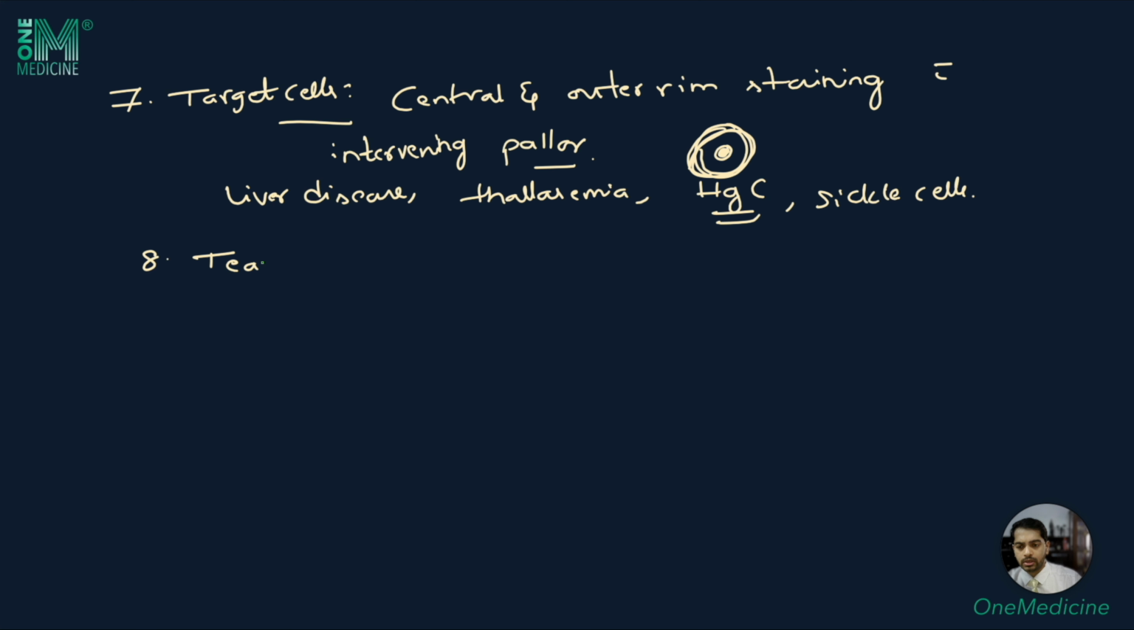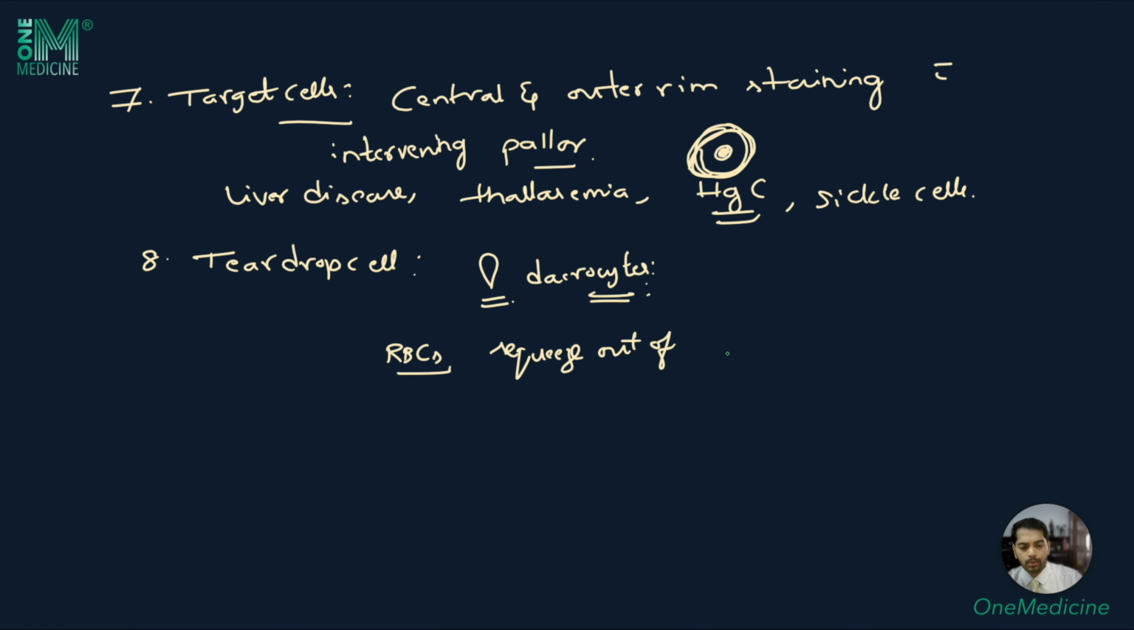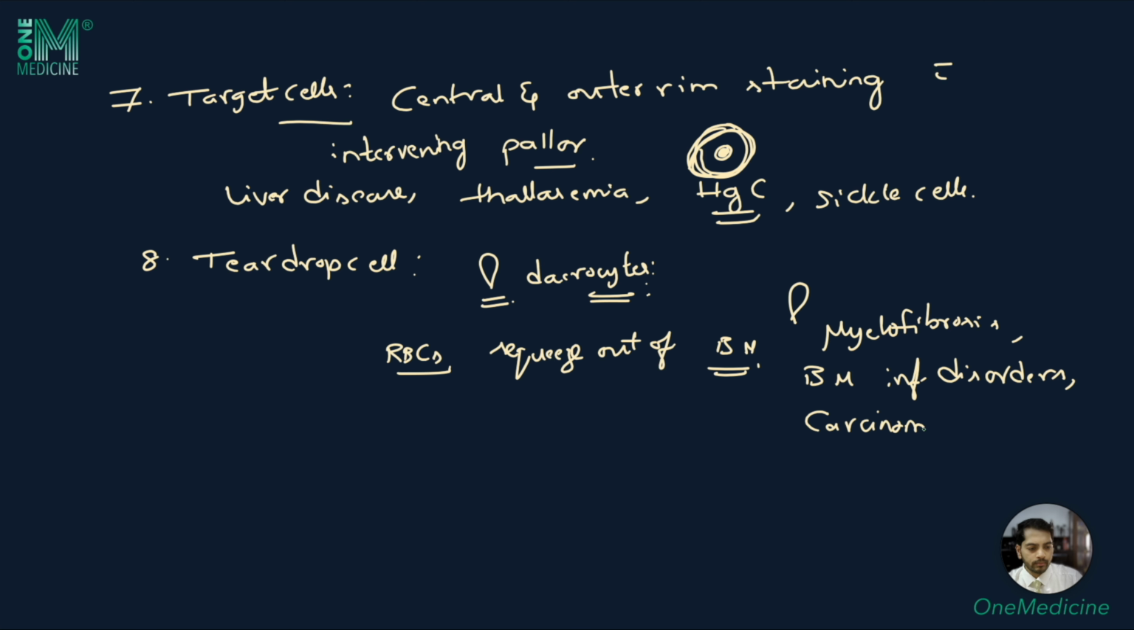An eighth subtype is teardrop cell. They are in the shape of a teardrop, and they are also called dacrocytes. One easy way to remember is that wherever we see dacrocytes are the conditions where RBCs have to literally squeeze out of bone marrow. That is why they have this dacrocytic or teardrop shape. Examples for this include myelofibrosis, bone marrow infiltrative disorders, and certain carcinomas. Now, what is rouleaux formation?